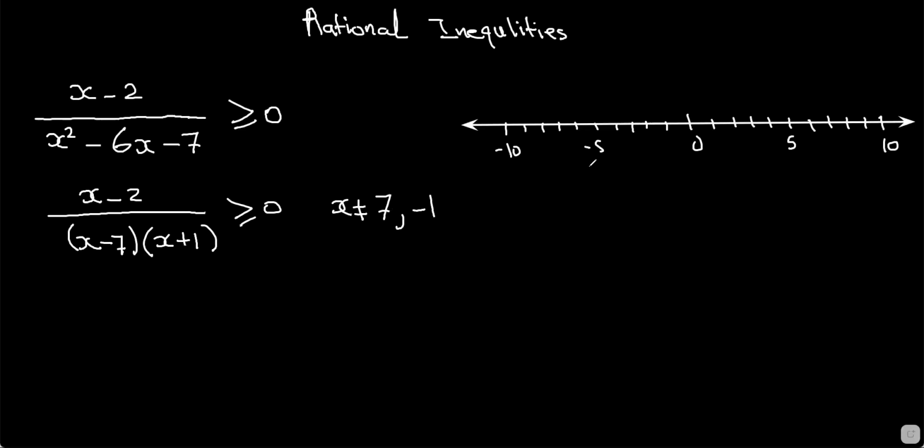And that's the first thing we're going to show on our number line. -1 is right here, so it cannot equal this, and it cannot equal 7. So these are the two values that it cannot equal.